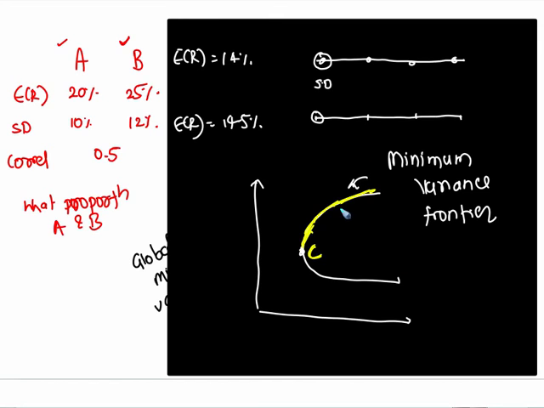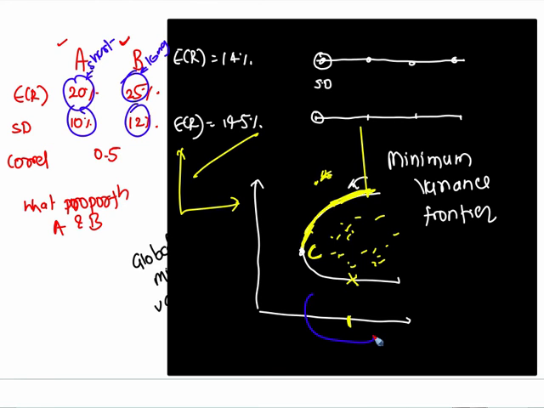If I pick up any portfolio on the minimum variance frontier, it is the lowest standard deviation for a given return, but it is not the highest return for a given level of standard deviation. Why? Because if I give this standard deviation, then this portfolio is not the highest return for that level of standard deviation. But for the efficient frontier, both things work. Lowest standard deviation for given return and highest return for given standard deviation. Is it fine? Now, one more testable point.